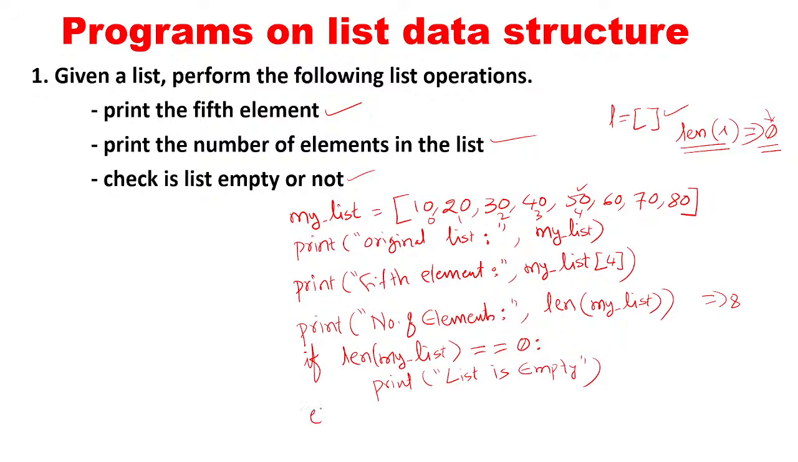Otherwise, else what you can print? List is not empty. This is how you can decide whether a list is empty or not, by using the length function. So this way, given some question, you should be able to write the program by using the list. So you should use lists comfortably.